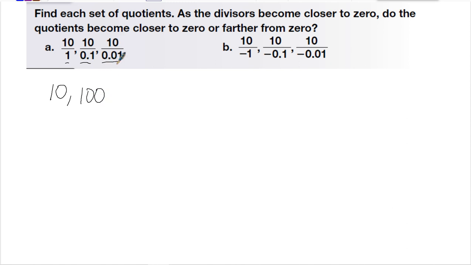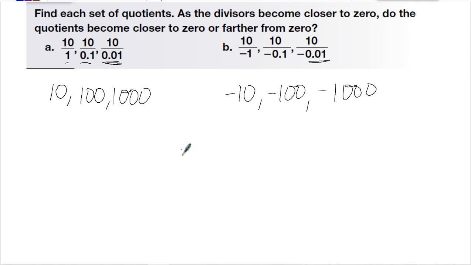by 0.01 is 1,000. Okay, so let's try it with negative numbers as we get closer to 0 on the negative half of our number line. So 10 divided by negative 1 is negative 10. 10 divided by negative 0.1 is negative 100. And 10 divided by negative 0.01 is negative 1,000. So notice, as the divisors get closer to 0, the quotients get farther from 0.